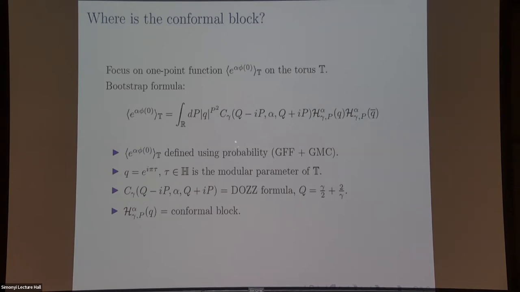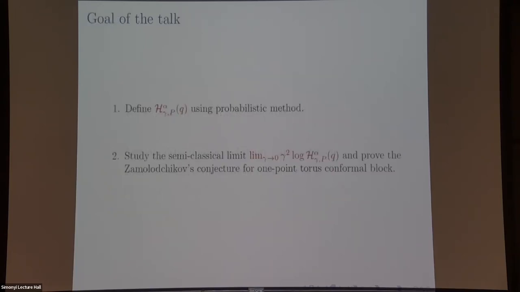And there is this q, and q is related to the modular parameter of the torus where we are doing this theory. q is equal to e to the 2 pi i tau. And there is this capital Q, which is related to the fundamental parameter of Liouville theory. Capital Q is gamma over 2 plus 2 over gamma. Now, this is the bootstrap formula, but then our goal is to.